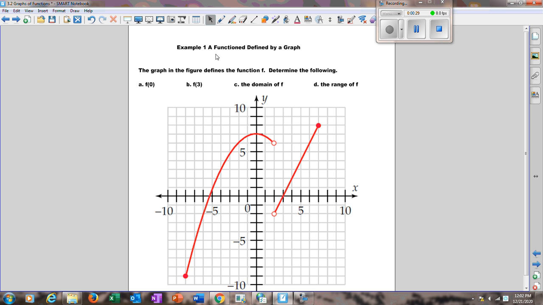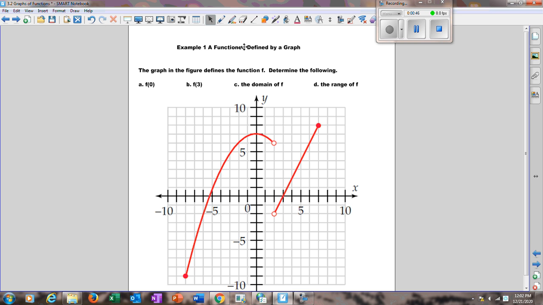Example 1, a function defined by a graph. The graph in the figure defines the function f. Determine the following: f of 0, f of 3, the domain of f, and the range of f.